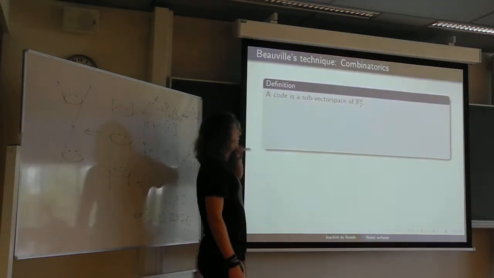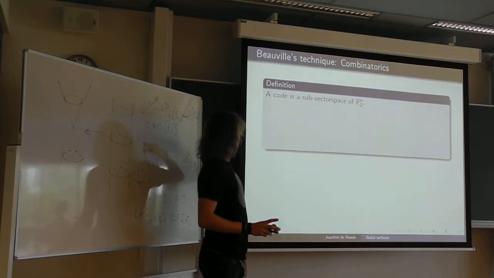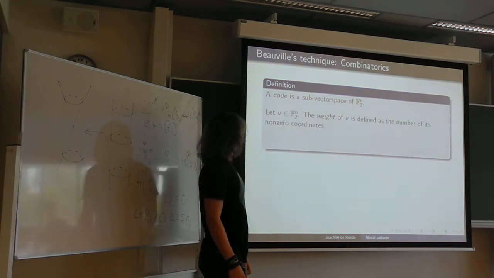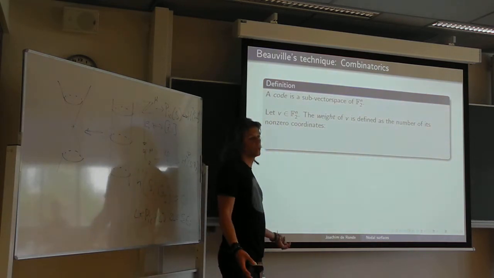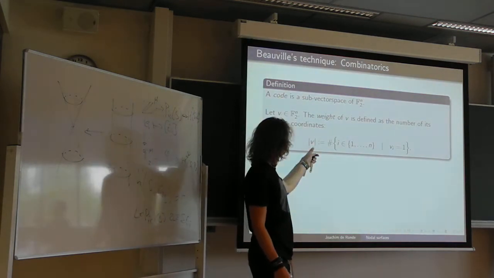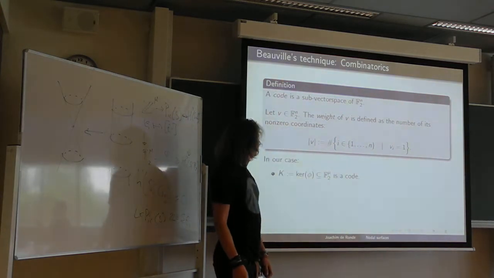Now, before I go on, I need to tell you about the second part. I told you there was a geometrical and a combinatorial part. Now, we'll do the second. A code is defined to be a subvector space of some F^n, where F is always the field with two elements. And if we take an element of a code, its weight is defined as the number of its non-zero coordinates, or the number of ones occurring in it. It's written like this. This is notation for the weight. This is the number of non-zero coordinates.